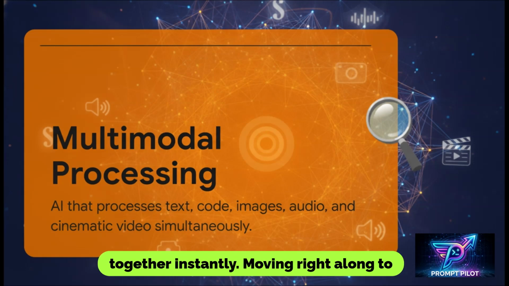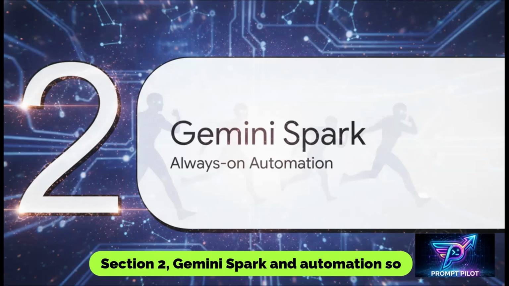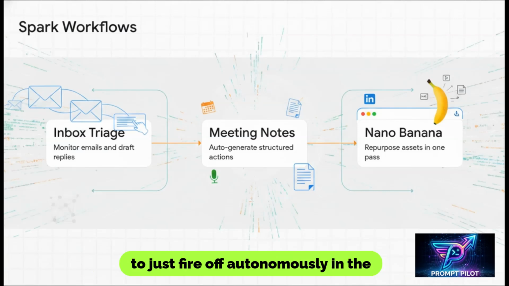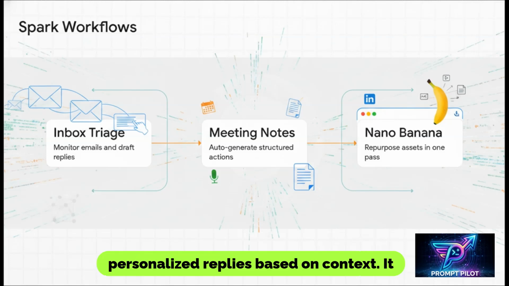Moving right along to Section 2, Gemini Spark and Automation. So you can set up these multi-step workflows to just fire off autonomously in the background without you even keeping a browser tab open. Imagine this. Gemini Spark is continuously triaging your inbox, drafting these perfectly personalized replies based on context it pulls from your calendar and past documents.